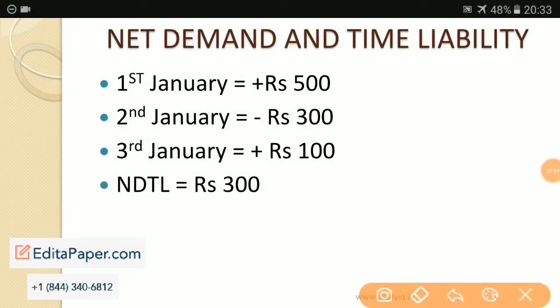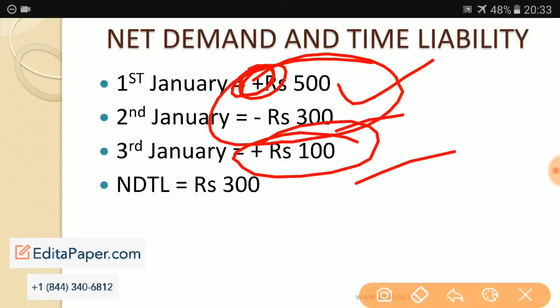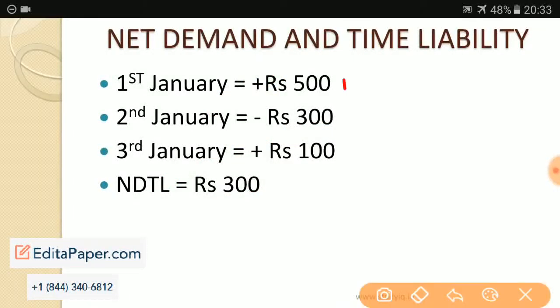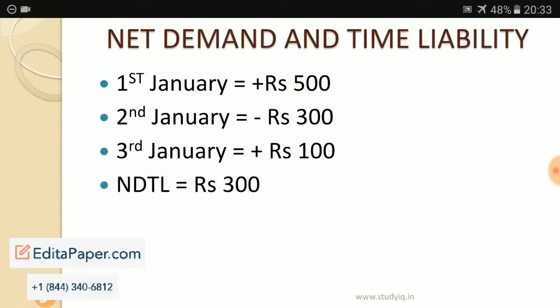Let us consider that on 1st of January you deposited 500 rupees in the bank. Plus sign denotes that you are depositing and minus sign denotes that you are withdrawing the money. On 2nd of January you withdrew 300 rupees and on 3rd of January you again deposited 100 rupees. Adding all these numbers, we get the net demand and time liability to be rupees 300. That is 500 minus 300 plus 100 sums up to rupees 300. So the net demand and time liability is 300 here.